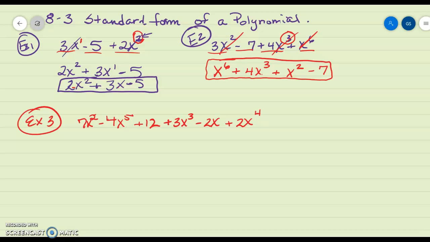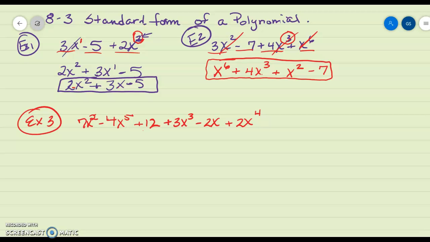Okay, so first what we're going to do is we're just going to talk about all the things we've learned in the past. So how many terms are there? So you should be thinking 6, hopefully. Okay, what is the constant in this one? Think about that. Which is the constant? Did you think 12? Because that is the constant there, that 12. It does not have a variable on it.